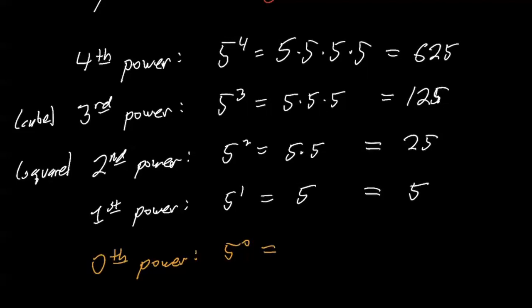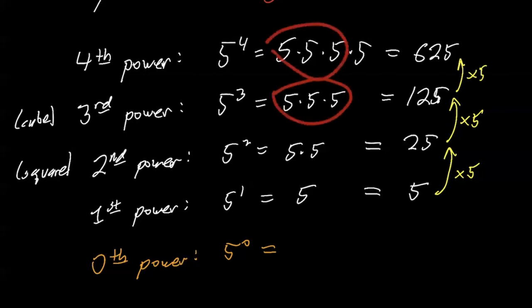One thing to think about is how we move up and down this list of powers. For example, to go from 5 to 5 squared, what do we do? We just multiply by 5. We're just adding another 5. To go from 5 squared to 5 cubed, we multiply by 5. And to go from 5 cubed to 5 to the 4th, we multiply by 5. At each point, we're just adding a 5.